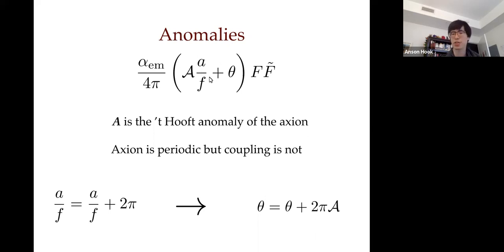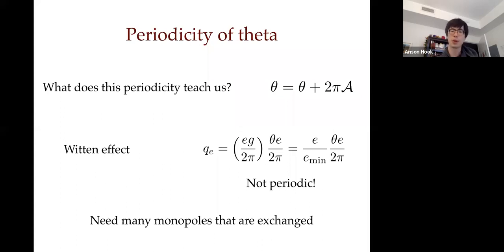And you'll notice that this interaction is not invariant as you send a over f to a over f plus 2 pi. This thing changes by, or essentially theta changes by 2 pi times the anomaly. So in other words, what the axionic coupling, this sort of Tuft anomaly, is telling you about is the periodicity of the electromagnetic theta angle. And so the question is then, what does the periodicity of the theta angle tell you? So in particular, you first ask, what is the observable that comes from the theta angle?